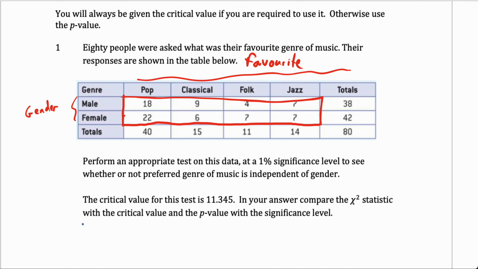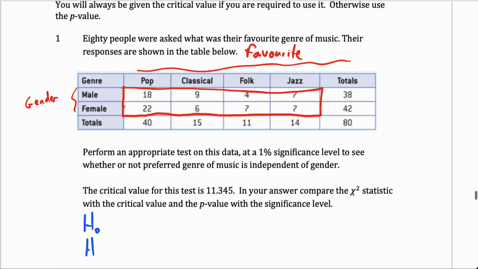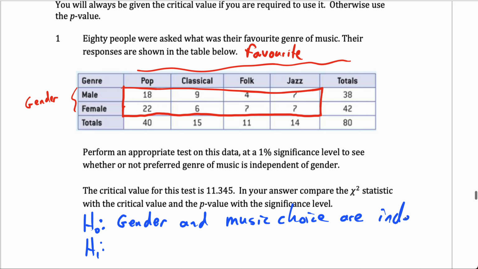So when you do this test, first thing you want to do is write down the null hypothesis and alternative hypothesis. And the null hypothesis is always the same, that the two things are independent. So we start by assuming that the two things are independent. So gender and music choice are independent.